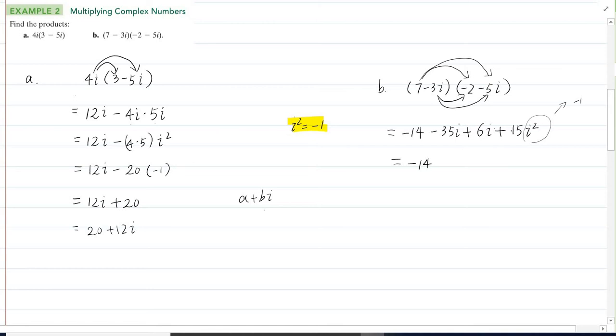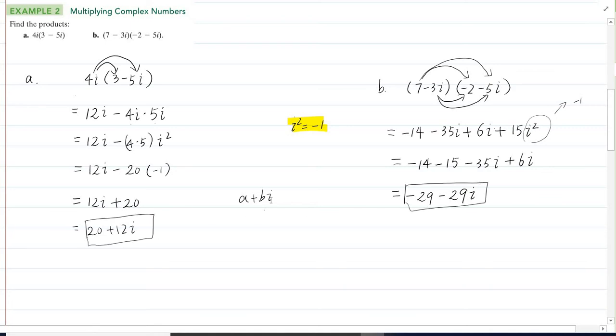So we're going to rewrite this right here. That will be negative 15, because 15 multiplied by negative 1 is negative 15. Then we also have minus 35i plus 6i. I just rearranged it a little bit. Once we have this, negative 14 minus 15 gives you negative 29. And then here we have negative 35i plus 6i, that will give you negative 29i. Again, you check if your answer is in the a plus bi form; that is your final answer.